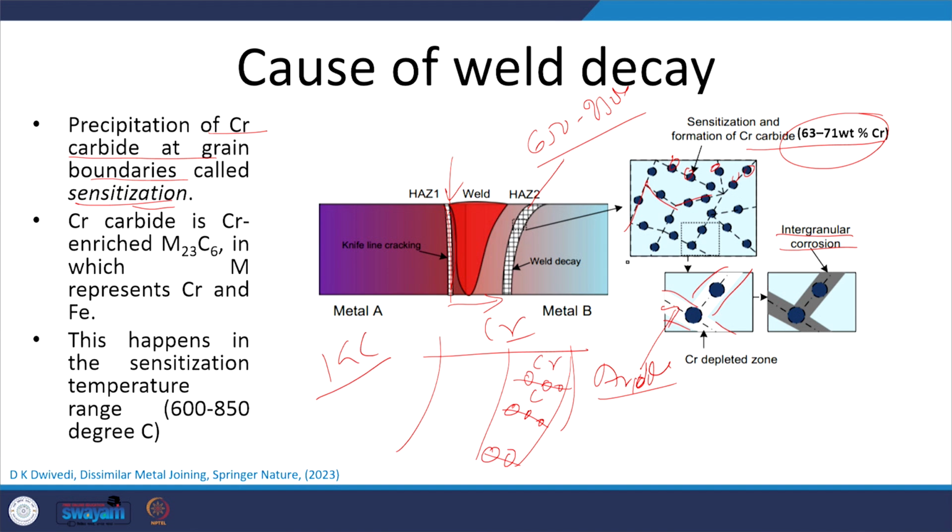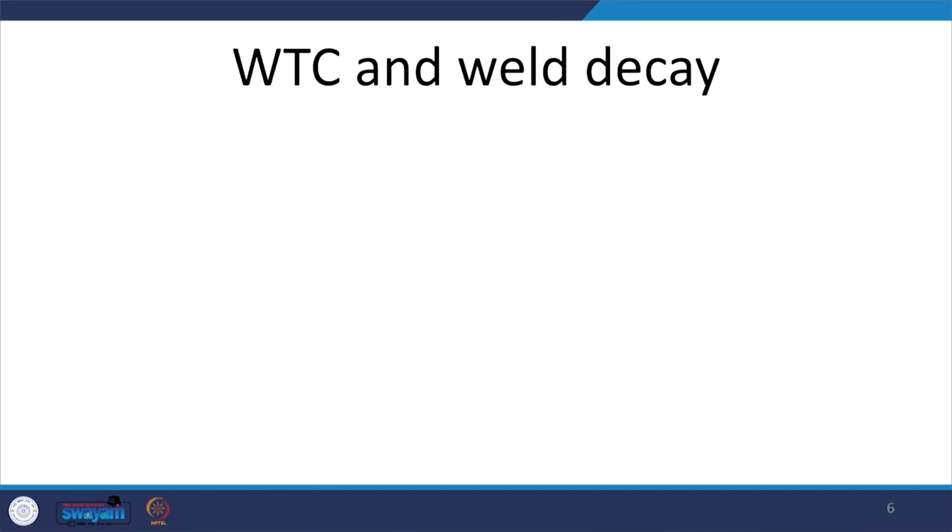Okay. So, chromium carbide formation is basically sensitization, and the type of chromium carbide which is typically formed is M23C6, where M represents a high percentage of chromium and a little amount of iron. And this sensitization means chromium carbide formation happens in a certain temperature range of 650 to 850 degrees centigrade.